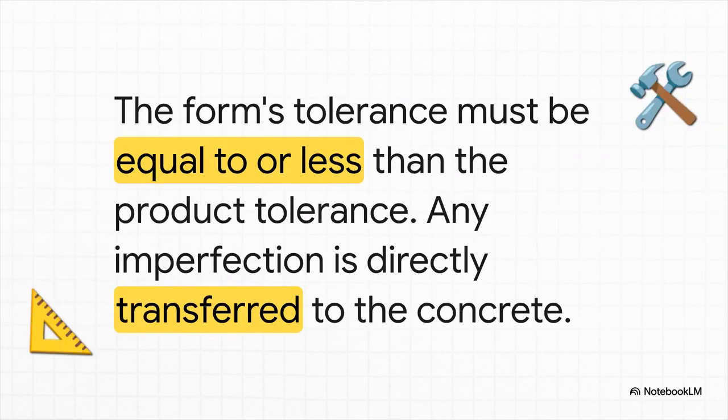Any one of these can throw off a measurement. It all starts with the forms. I mean, this is just common sense. If your form is warped or isn't perfectly square, guess what? Your product is going to be warped and not perfectly square. It's a direct transfer. That's why the rule is so clear. Your forms have to be built to an even tighter tolerance than the final product.